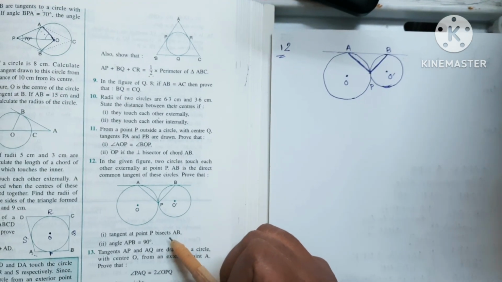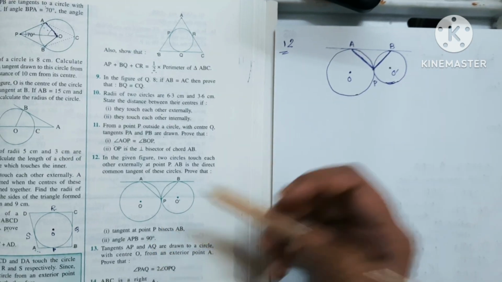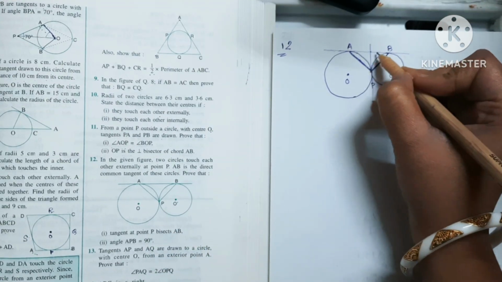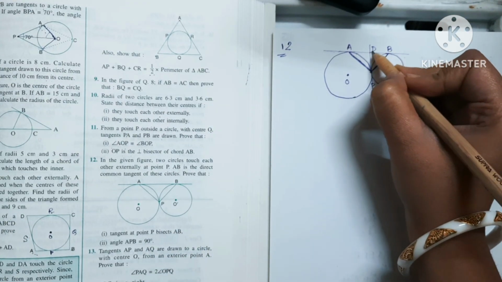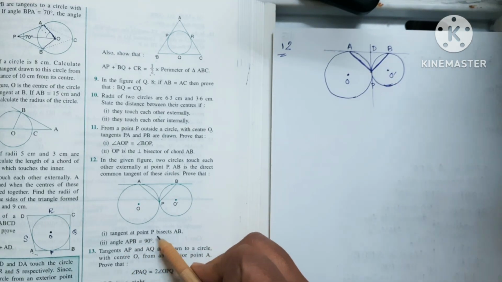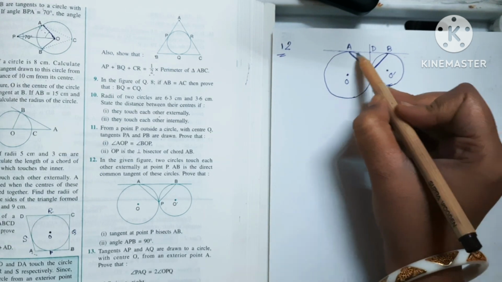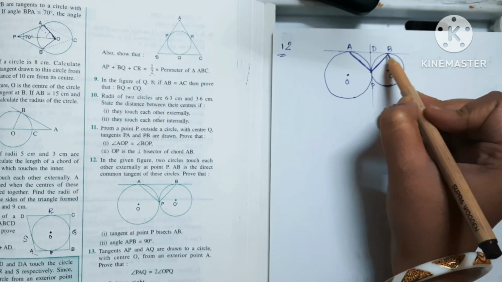So that means if you draw the tangent at P, it will be like this. It will cut AB at a point, suppose this point is D. Then you have to prove that the tangent at point P bisects this AB. That means AD is equal to DB. That you need to prove.